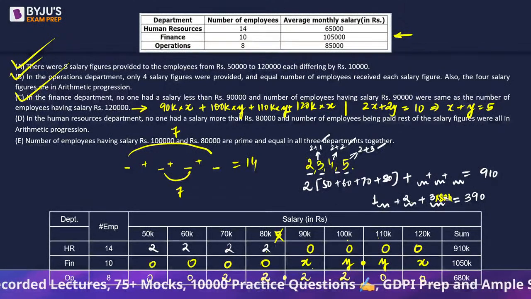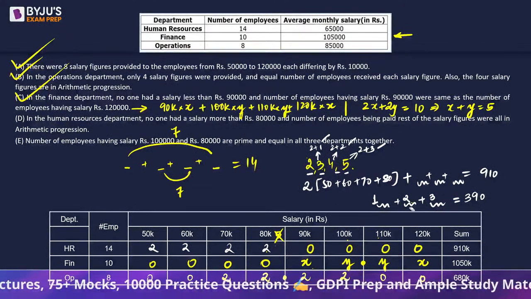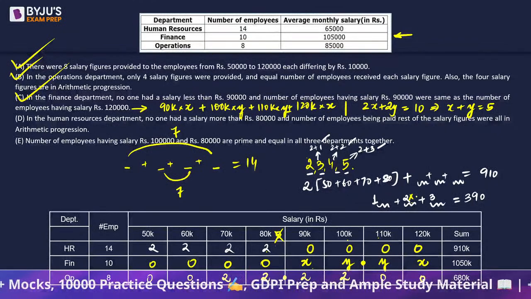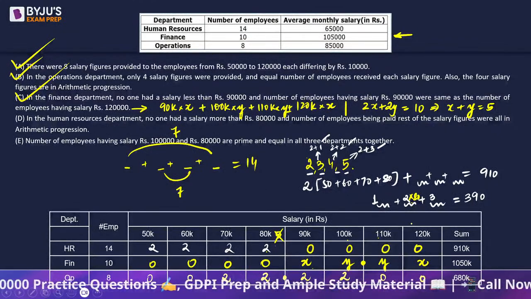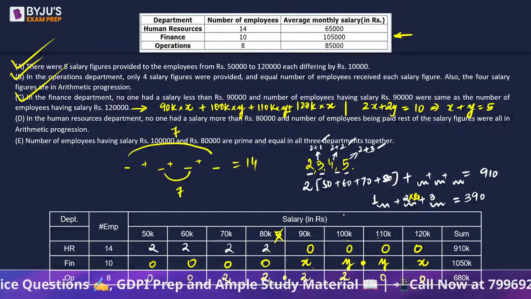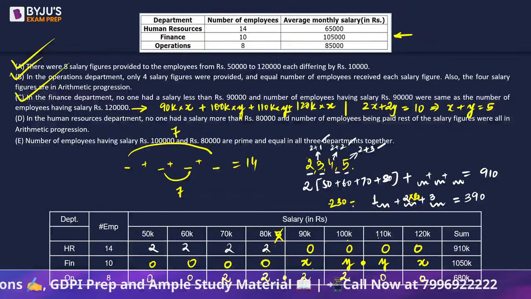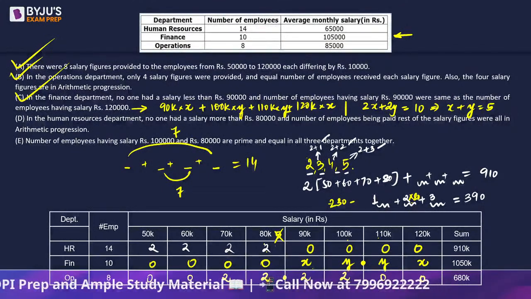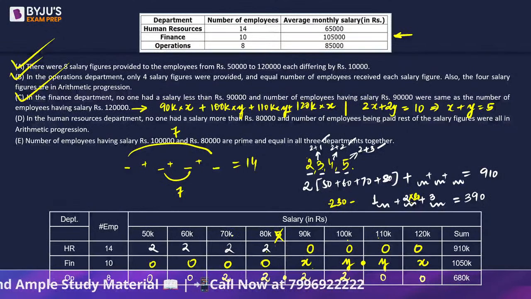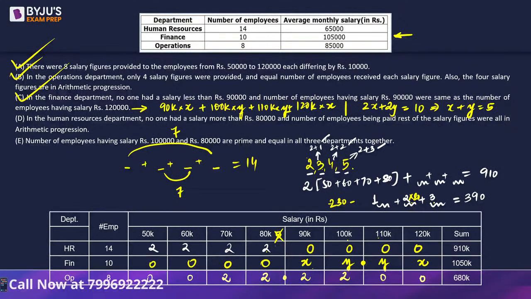So if this doesn't work, तो हम 2 वाले पे 90 ले लेते हैं, 80 ले लेते हैं. So this is 160. If this is 160, we need another 230. So for 230, if we take 70 into 3, it will not make sense. If we take 60 into 3, so this is 180. 180 plus 50 is 230. So this is one combination.